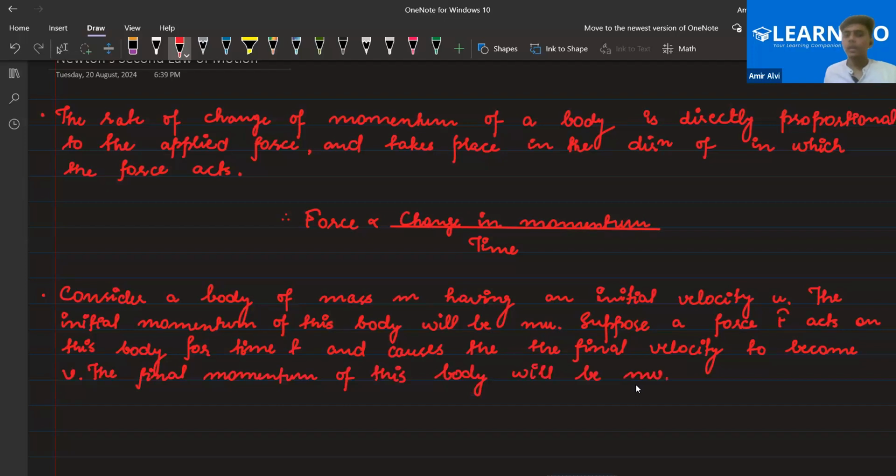M into v. So now we are taking the change of momentum of this body. Change in momentum means final momentum minus initial momentum. That's how you take the change. Suppose you are taking a change in time. It means that you are taking an observation at 7 o'clock, and the second observation was at 10 o'clock. It means that there is a change in time of 3 hours. Yes or no, everyone? That's how you calculate it, final minus initial. Yes, sir.